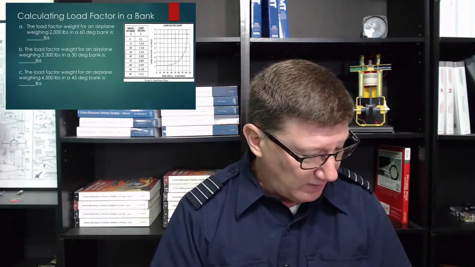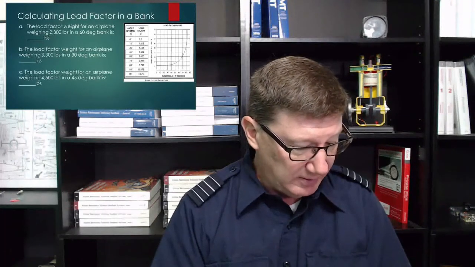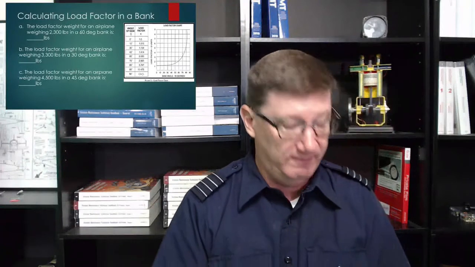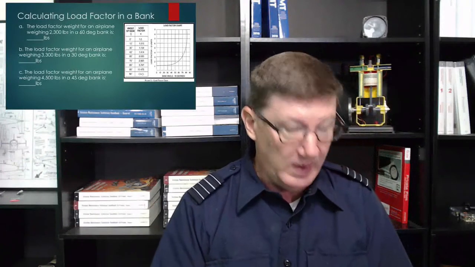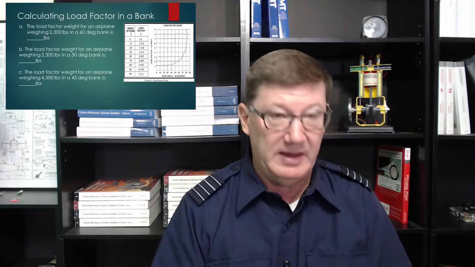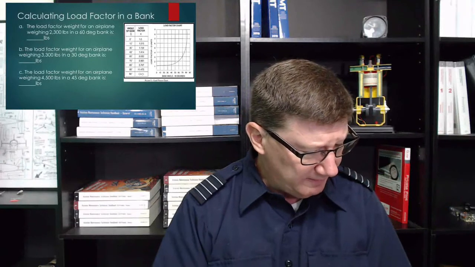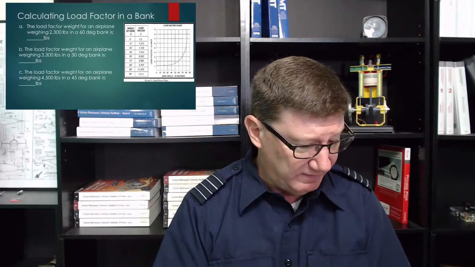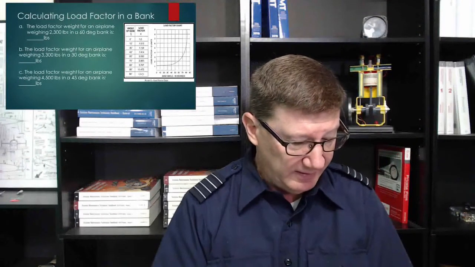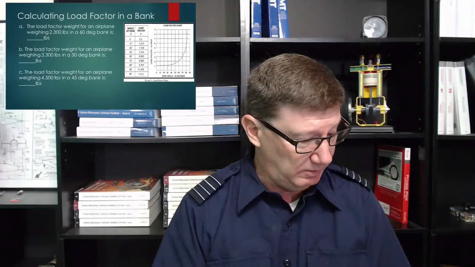The load factor weight for an airplane weighing 3,300 pounds at 30 degrees of bank, you see 30 degrees of bank is 1.154. So if you multiply that out, that gives you a weight of 3,950 pounds. The load factor weight for an airplane weighing 4,500 pounds at 45 degrees of bank, you multiply that out, and that gives you 6,750 pounds that the airplane weighs.